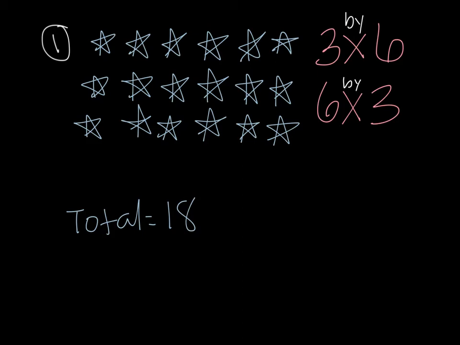On your worksheet, you're also going to have to do another section. So we have our total, we have our dimensions, the measurements of our array, but then it's going to have you draw what the array would look like. And there's two ways you can do it because there's two types of dimensions right here, 3 by 6 or 6 by 3.